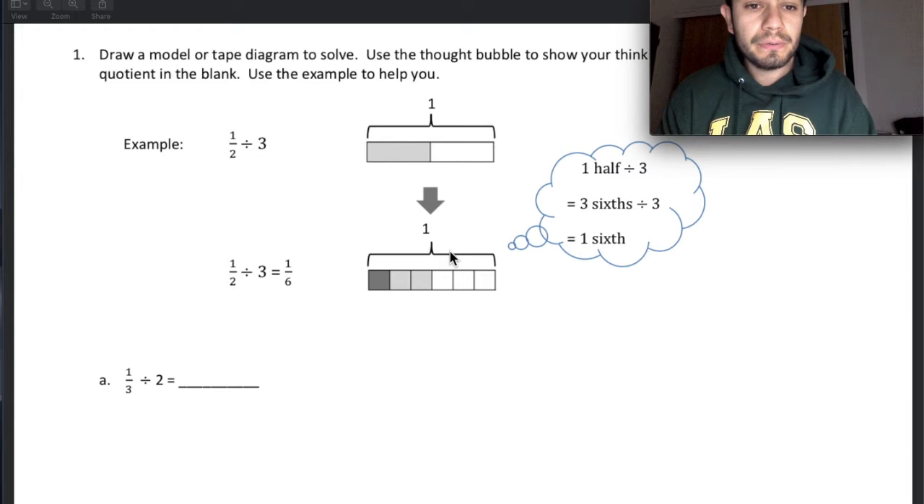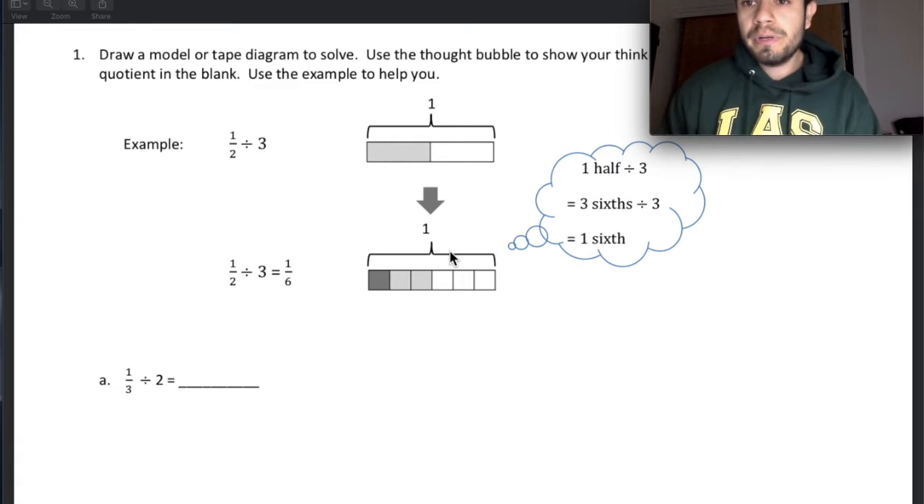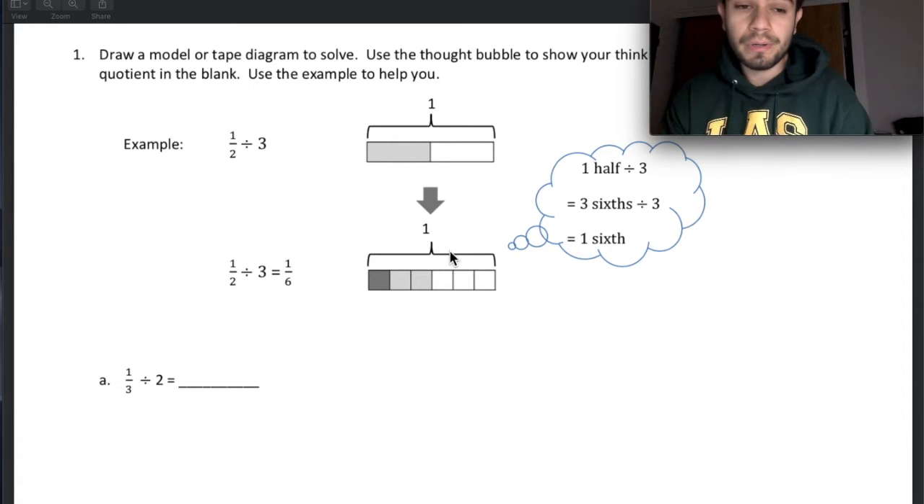Everyone. We're going to be doing division of fractions in this lesson, and it's pretty simple. So let's get to it.